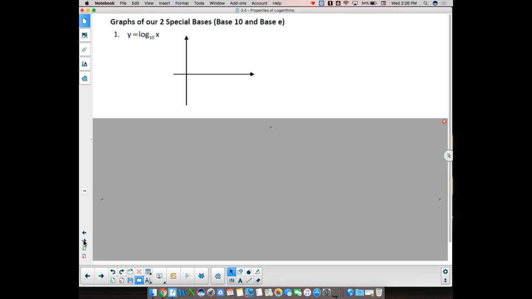Okay? You'll learn change of base by the end of today. Or I shouldn't say you'll learn it. You'll refresh your change of base by the end of the day today. Okay? So, first one here is log base 10 of x, or simply just y equals log of x. Okay? So that's going to go through the point 1, 0. It's going to have a vertical asymptote.